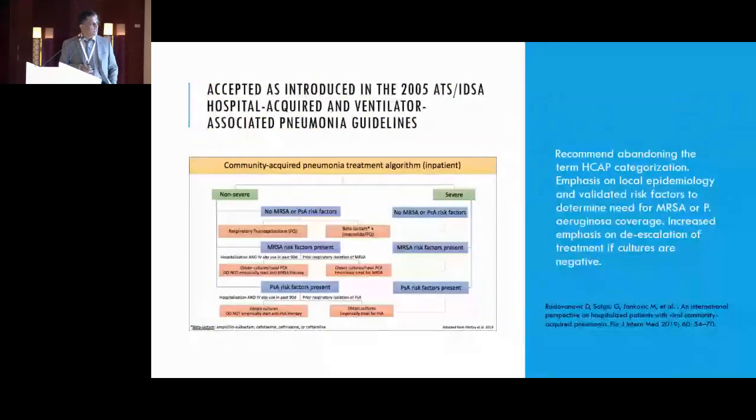By the new guideline, we actually abandoned the term healthcare-associated pneumonia because that was very much misleading. It was giving very high usage of antibiotics, because we were putting everybody in the same box. But some patients have a risk of Pseudomonas, some patients MRSA, some patients don't have any. So there is no need to treat all of them with Pseudomonas and MRSA coverage. That is why the healthcare-associated pneumonia category was abandoned in the new guideline. Instead, we go through this algorithm to conclude whether the patient has a risk of MRSA or Pseudomonas.